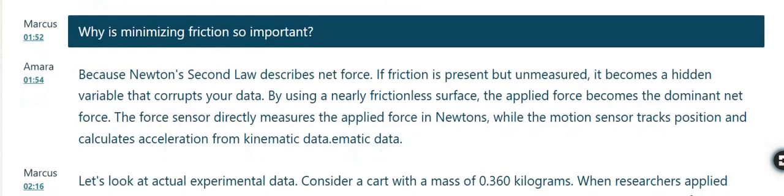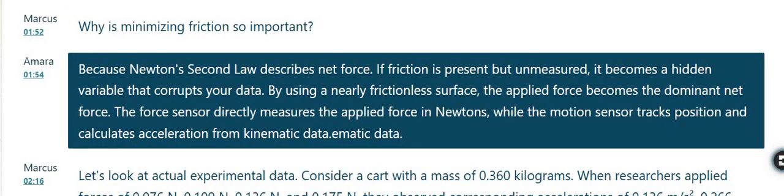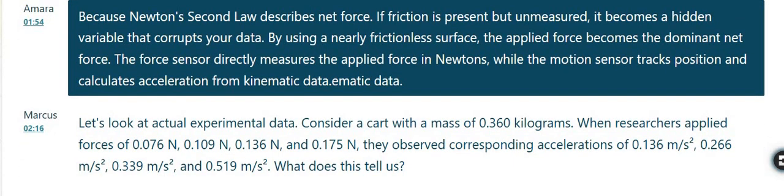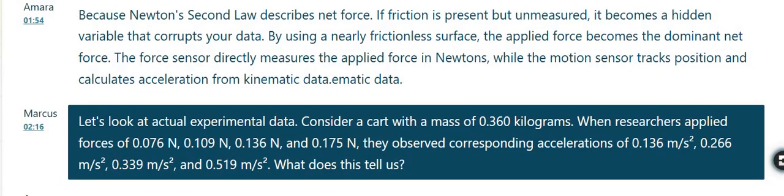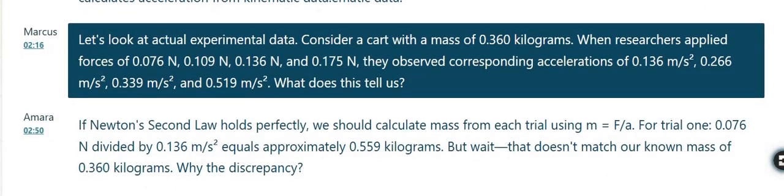Why is minimizing friction so important? Because Newton's second law describes net force. If friction is present but unmeasured, it becomes a hidden variable that corrupts your data. By using a nearly frictionless surface, the applied force becomes the dominant net force. The force sensor directly measures the applied force in newtons, while the motion sensor tracks position and calculates acceleration from kinematic data. Let's look at actual experimental data.